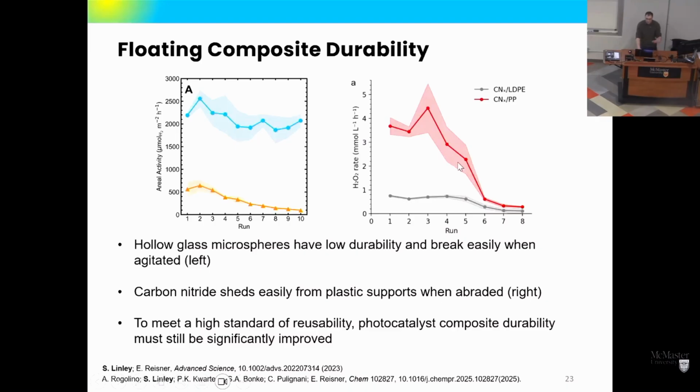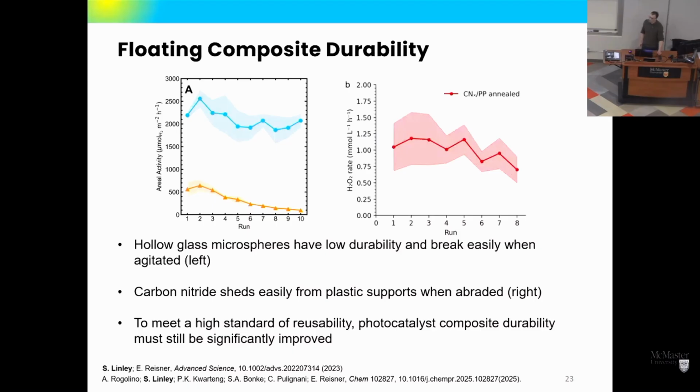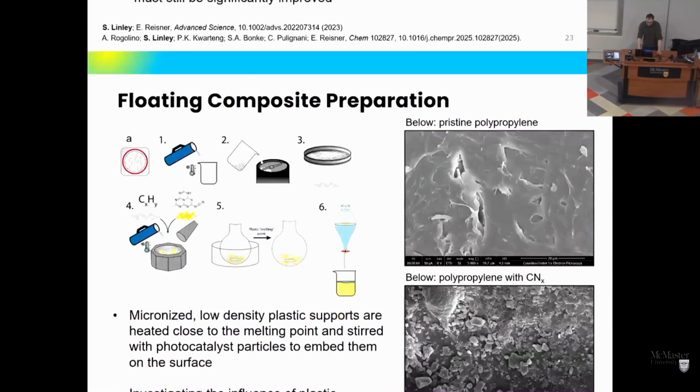We can reduce this shedding somewhat by adding an annealing step to our production process. So if we anneal the carbon nitride, we're able to reduce that shedding quite substantially, but we still get this decrease over time. We're losing some activity. And so in order to meet this high standard of reusability, we still need to significantly improve the durability of these composites. And that's something that we're working on in the lab here at McMaster.